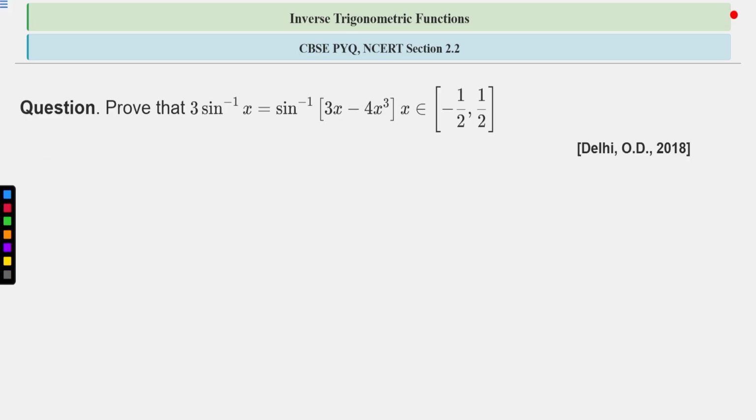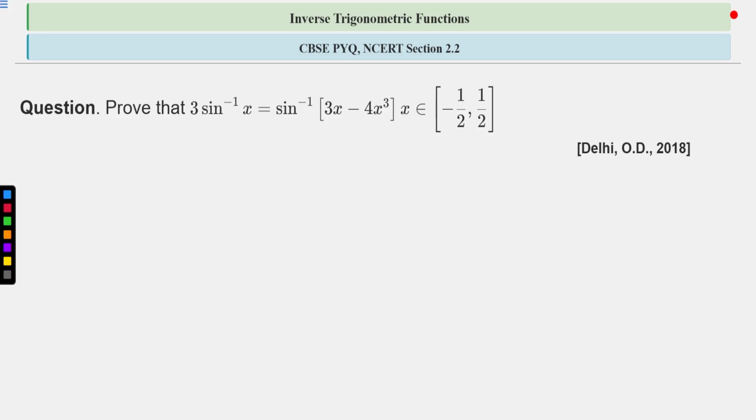Okay, let us move to the next question. This question says, prove that 3 sine inverse x is equal to sine inverse(3x minus 4x cube) when x belongs to minus 1 by 2 to 1 by 2. We basically have to prove that 3 sine inverse x is equal to sine inverse(3x minus 4x cube) when x belongs to minus 1 by 2 to 1 by 2. Isn't it? So how can we try to attempt this question?